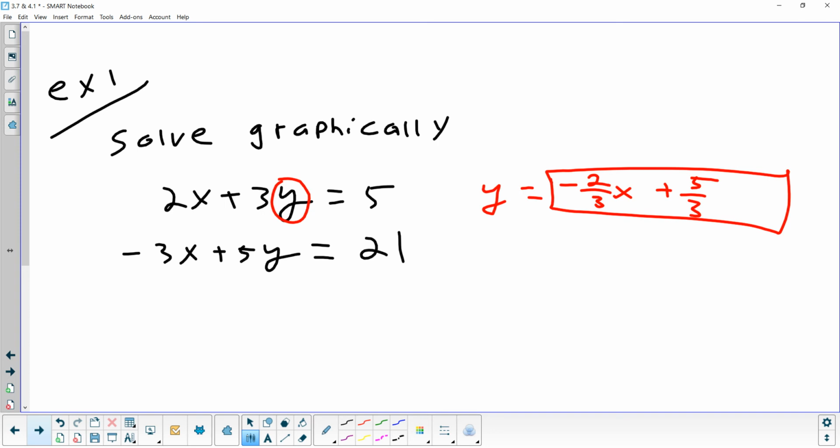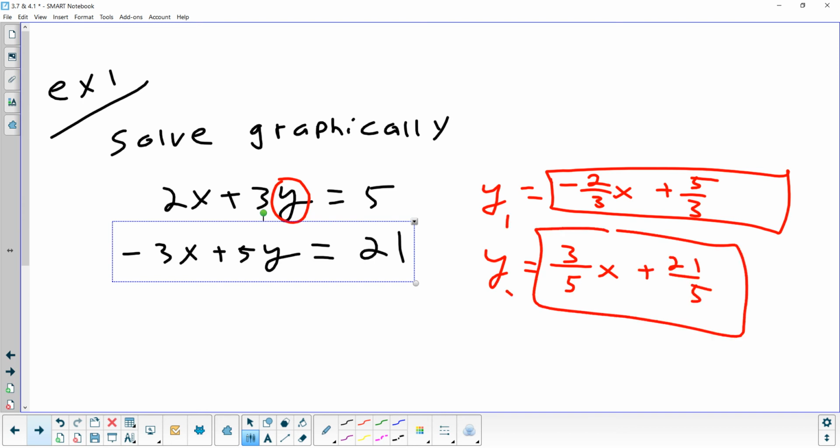Okay, any question on how I got y by itself there? I have to do the same thing on the bottom. Anybody tell me my two steps on the bottom one? Ashley? Add the 3x to the other side and then divide by 5. Okay, so I'm going to add the 3x, so that's going to become positive. But then I have to divide by 5. The 21 would have stayed right where it is, but it would get divided by 5.